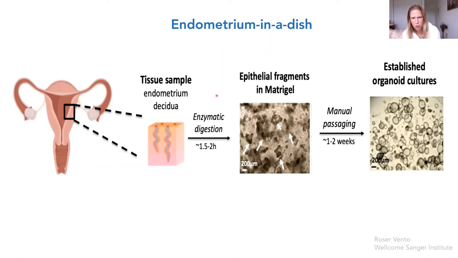allow us to inform making an endometrium in a dish, so making endometrial organoids. And Margarita Turco has cultured these organoids. This protocol was published a couple of years ago in Nature Cell Biology by her group. What it allows us to do is to take a biopsy from a fresh tissue sample, digest the tissue down to single cells, culture them in Matrigel, that's what we can see here, and then passage them for a couple of weeks to establish organoid cultures.